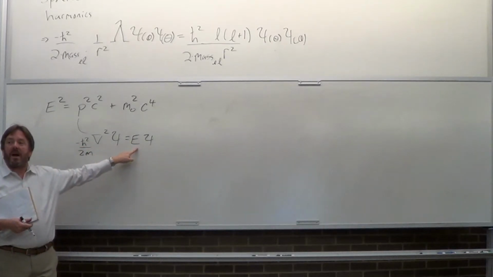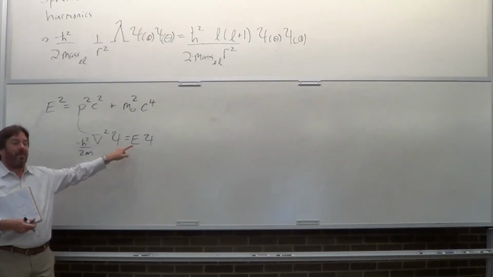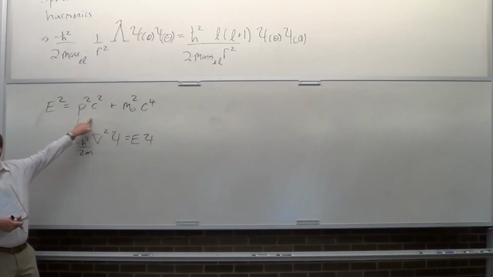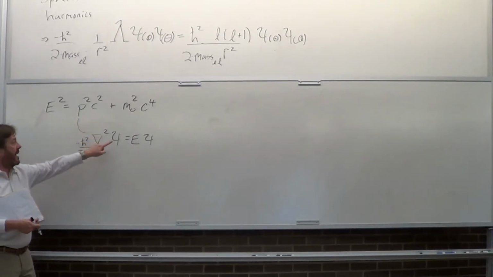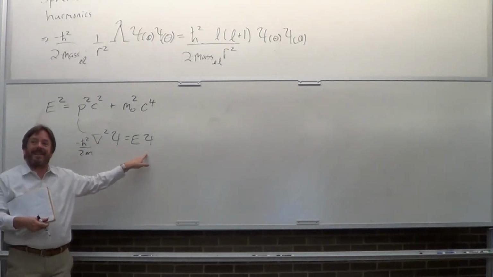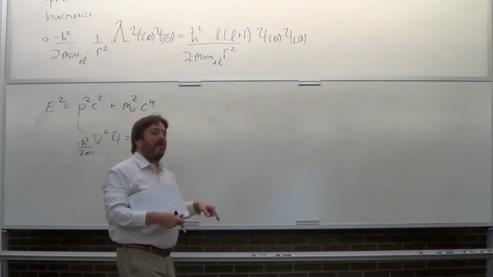Where does not compute happen? Right, Einstein says E squared is equal to momentum squared. Schrodinger said E is equal to momentum squared. Well, that doesn't work, right? E squared is not E. So one of these people is wrong.